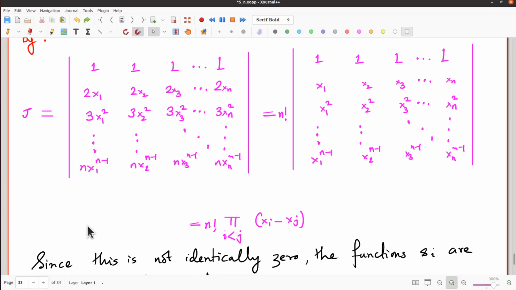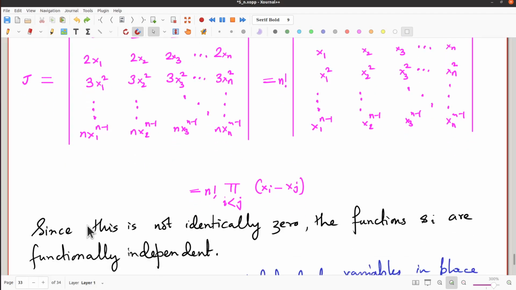Now, the important thing is that this Jacobian is not identically 0. And that tells us that the functions s1, s2, s3 up to sn are functionally independent. Instead of using the original variables x1 through xn, you could also use s1 through sn as your independent variables.